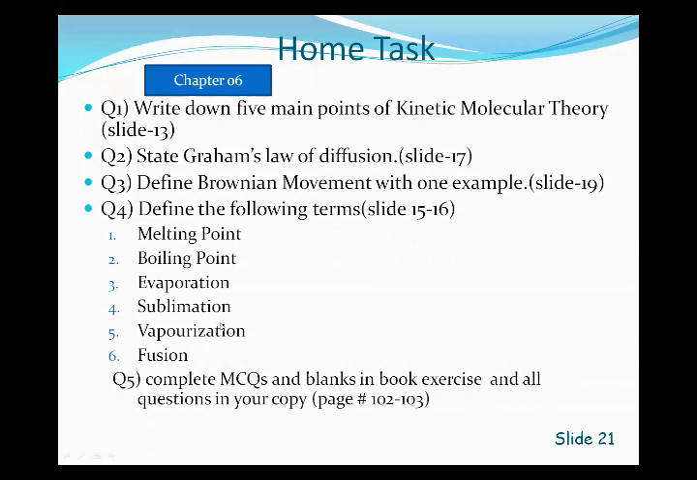So this is the home task of chapter number 6. Please take a screenshot and complete it in your fair copy. You can take the help from the book as well as from these slides and complete your home task. This is all about today's lecture.